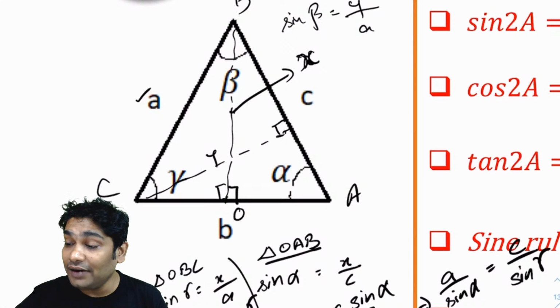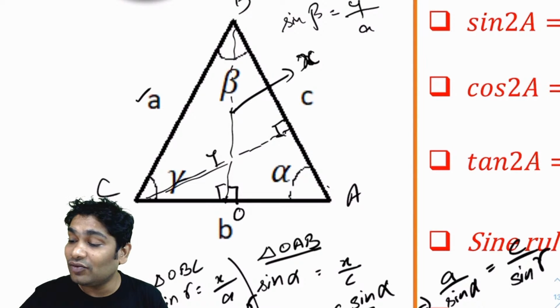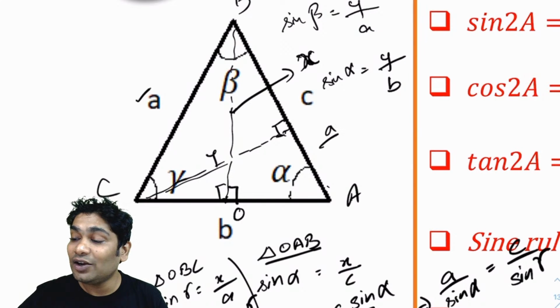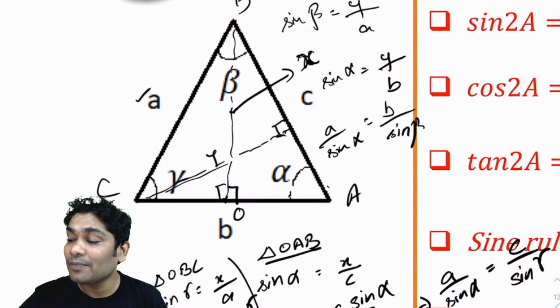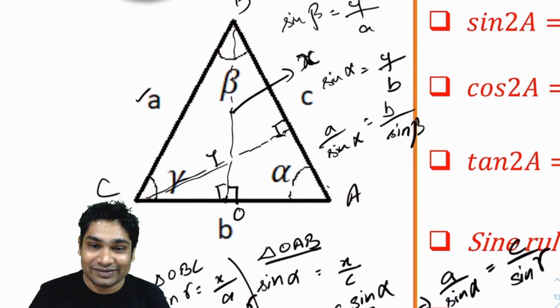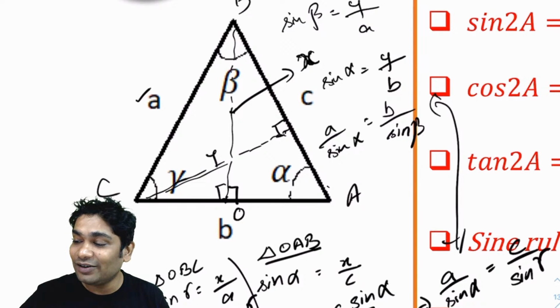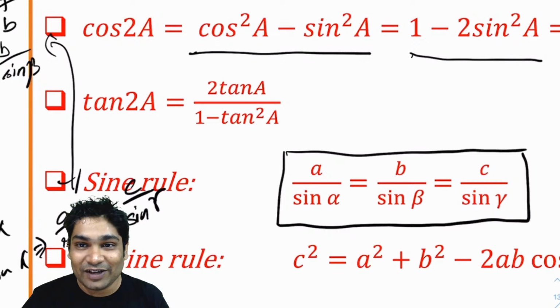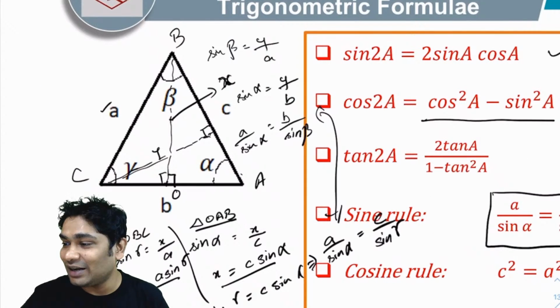And you will see in this triangle, sine of alpha would be y over b. Now from here you equate these two, you will get a over sine alpha equals b over sine beta. All you need to do is draw another perpendicular. So now obviously you can equate all three, and that is how you get your sine rule: a over sine alpha equals b over sine beta equals c over sine gamma.